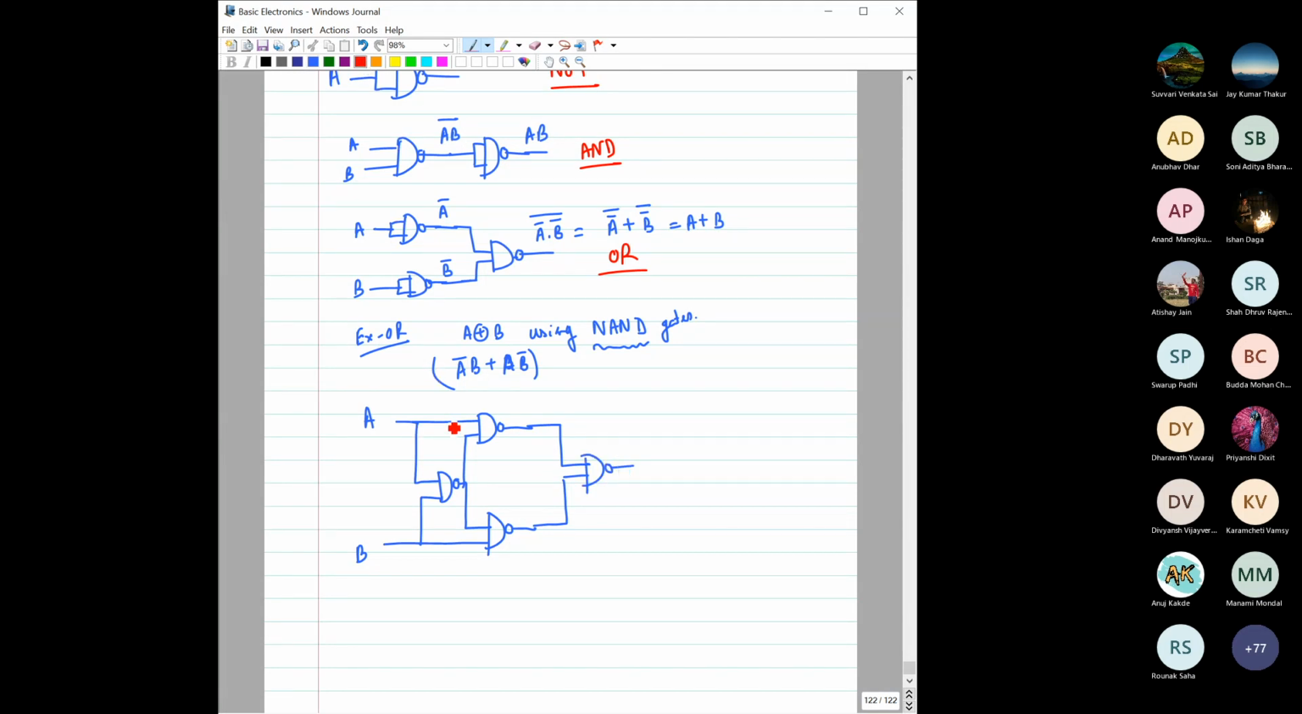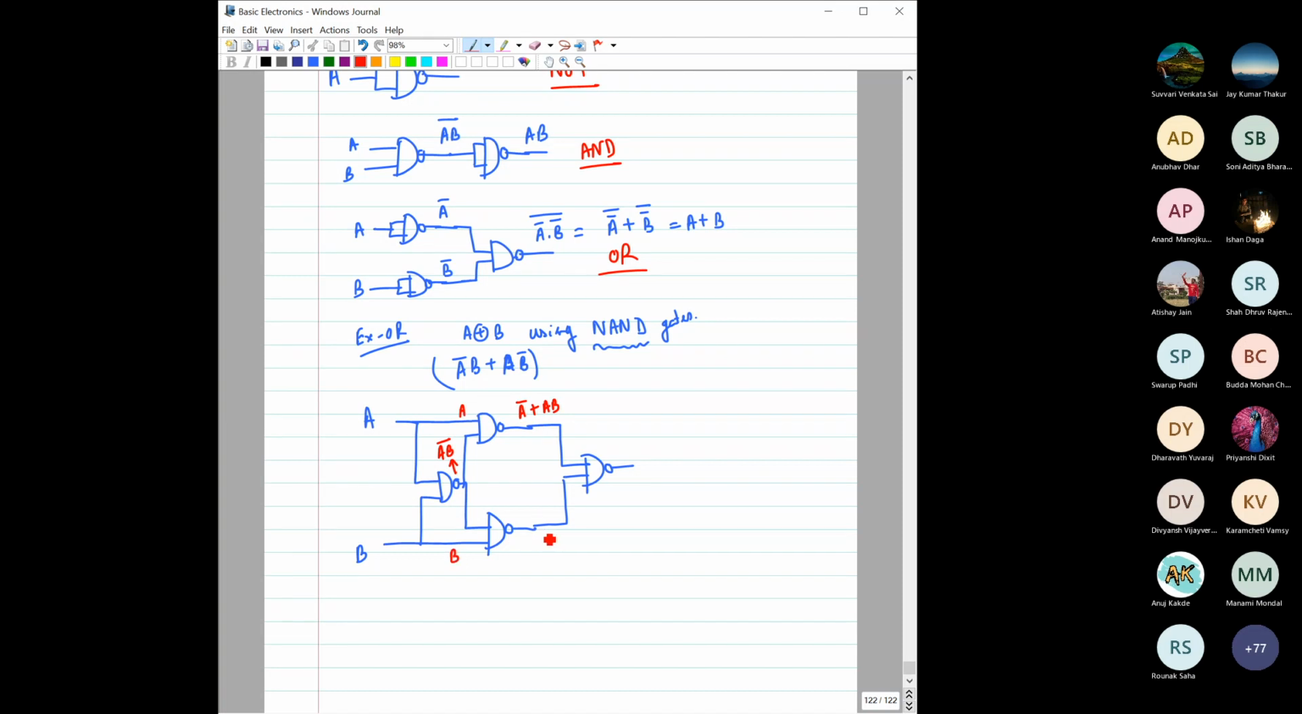So here A is fine. What will be the output here after this? Sir, A and B, right? A, B bar, right? And here it is A. What will be the output here? A bar plus AB. A bar plus AB. Okay, you have split it, right? Okay, fine. Here it is B.